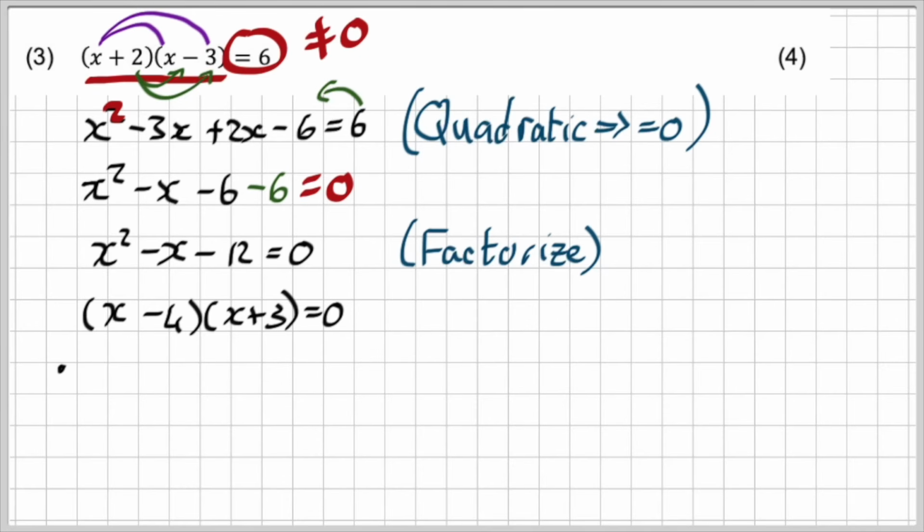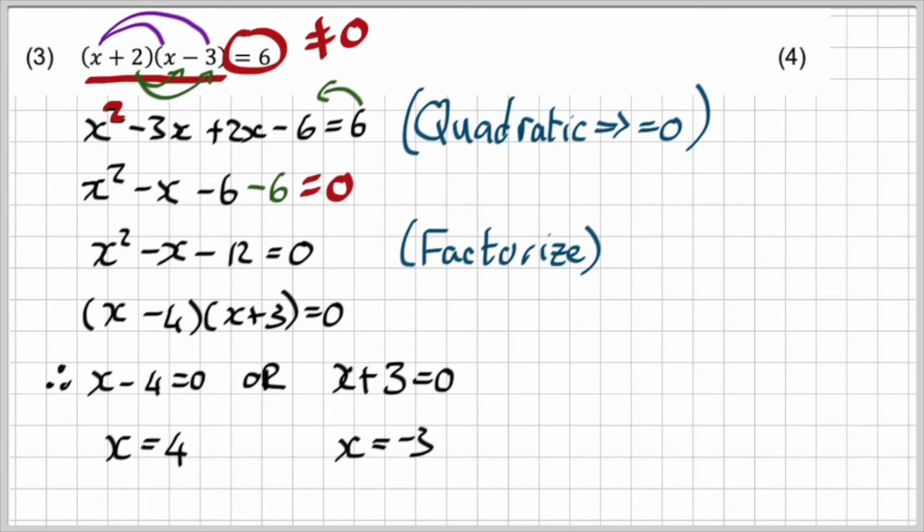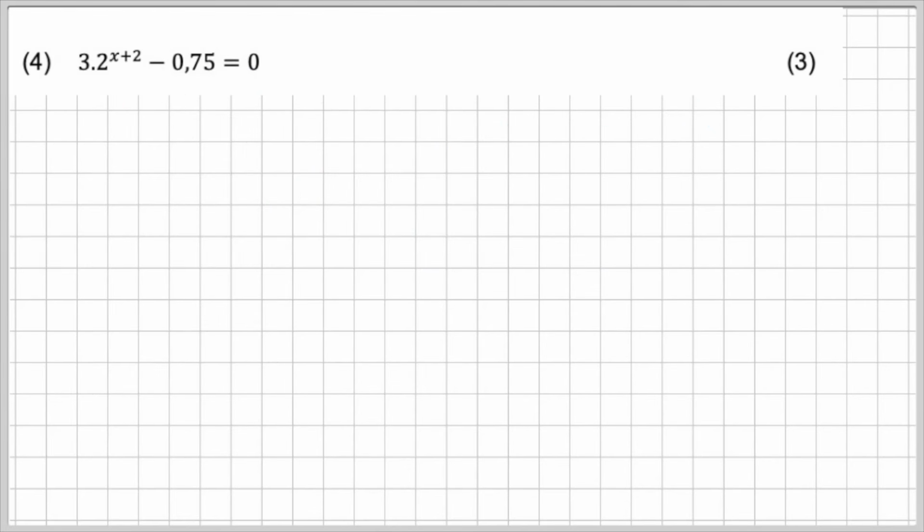Because it is equal to 0, I'm going to say, therefore, x minus 4 or x plus 3, both of them could be equal to 0, and therefore x is either 4 or negative 3. Again, not options, meaning you can choose between them, but both of them are possible answers for that equation. Okay, very important. Now we get to question A4.